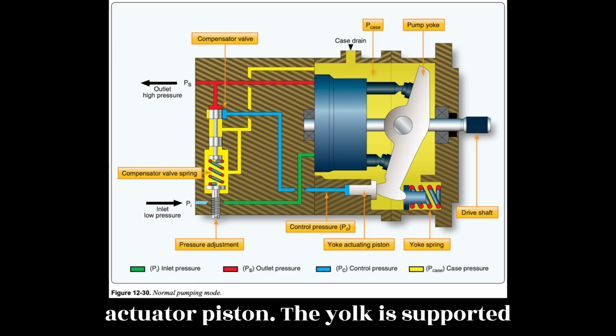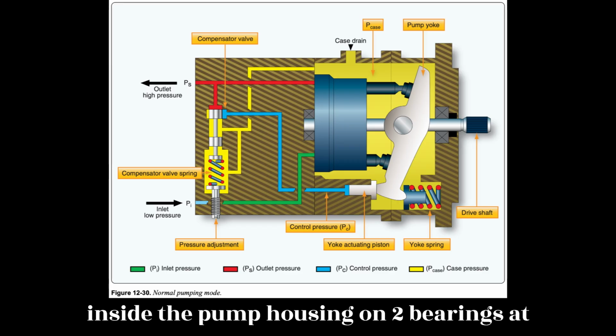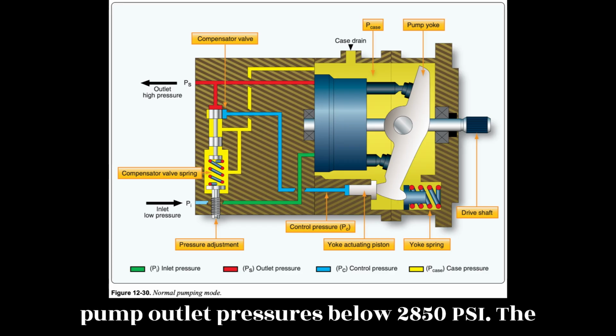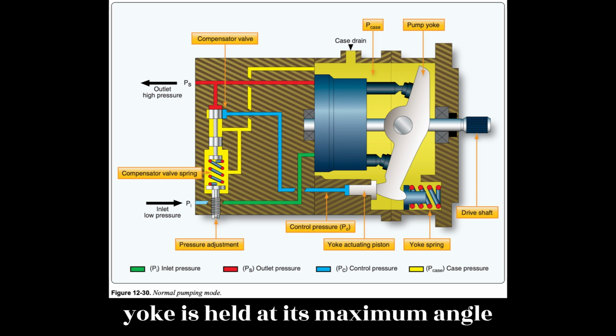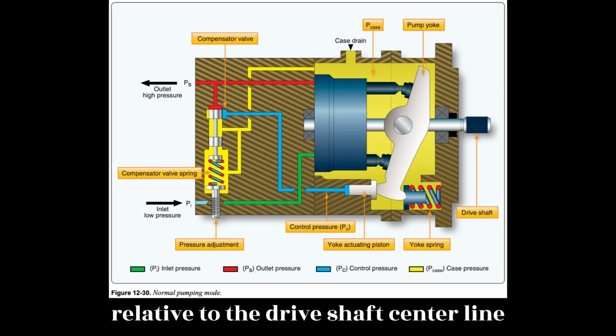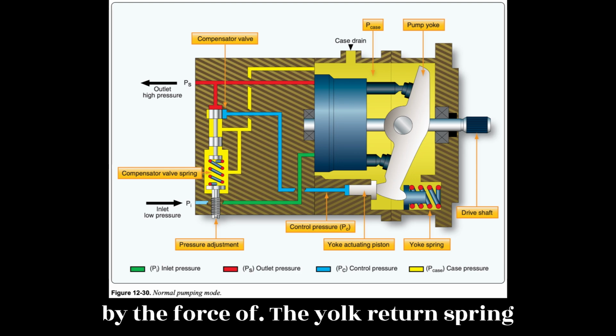The yoke is supported inside the pump housing on two bearings. At pump outlet pressures below 2,850 psi, the yoke is held at its maximum angle relative to the drive shaft centerline by the force of the yoke return spring.